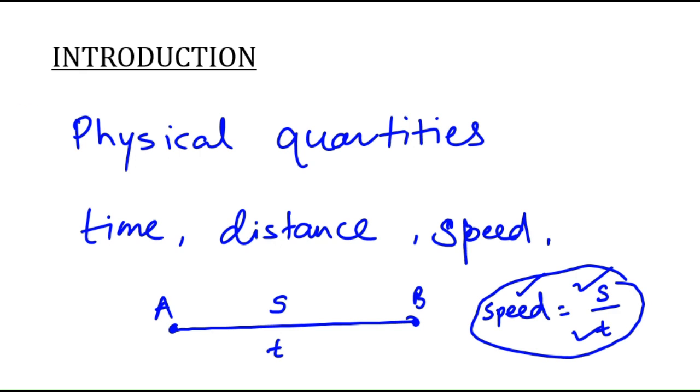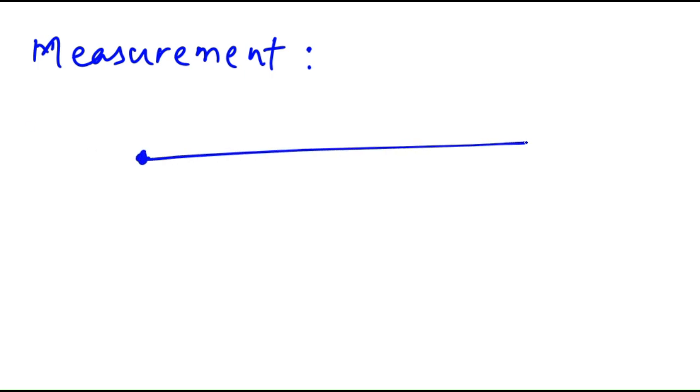Now, what do we mean by measurement? If we are saying that, okay, we are measuring this quantity, what do we mean exactly? So measurement is an act of comparison. If we go for measurement, what we do actually, we compare with some standard quantity. Let's say we have measured the distance between these 2 points, A and B, and this distance came up something like 10 meters.